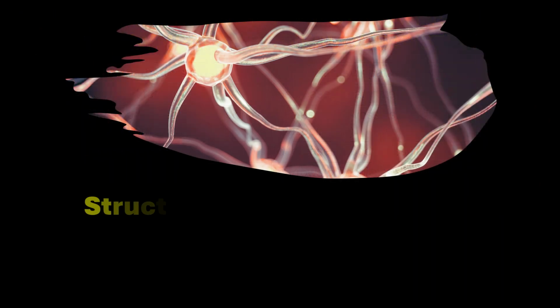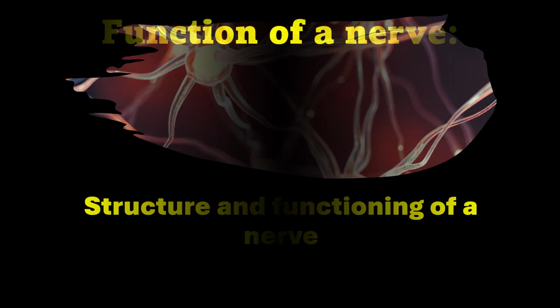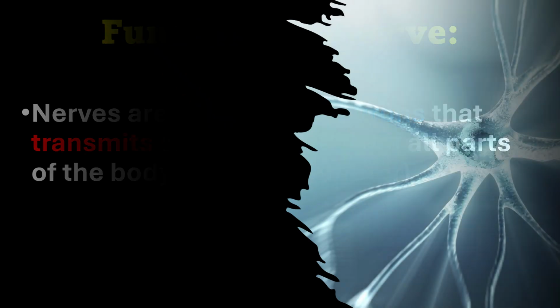Now we're going to shift our focus to the other parts of the nervous system, which deals with the structure and functioning of a nerve. So we have to know the definition of a nerve. What is a nerve? Nerves are a bundle of neurons that transmit signals to and from all parts of the body. And we have either the sensory or the motor neuron involved in doing that. So you need to know the definition carefully for terminology's sake.